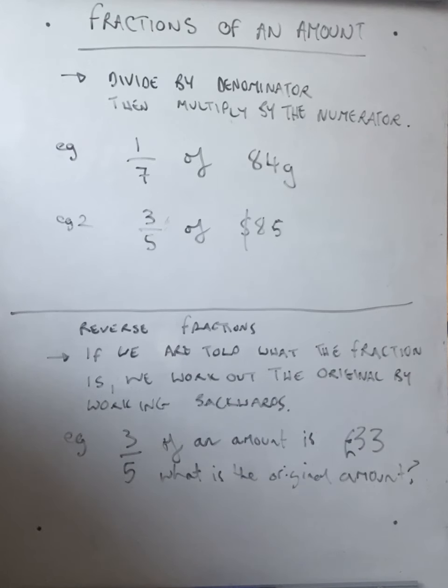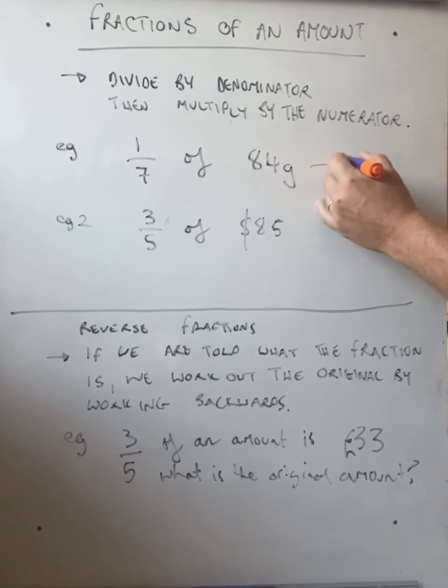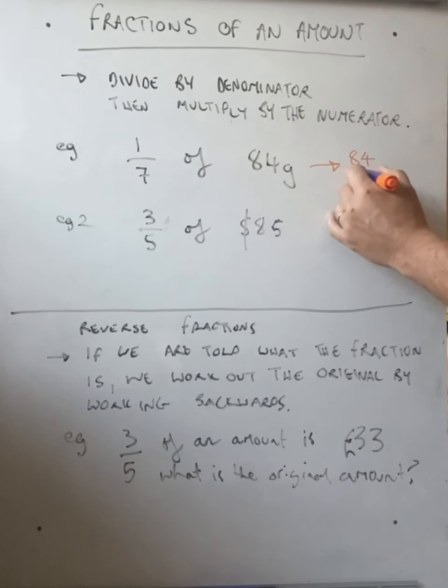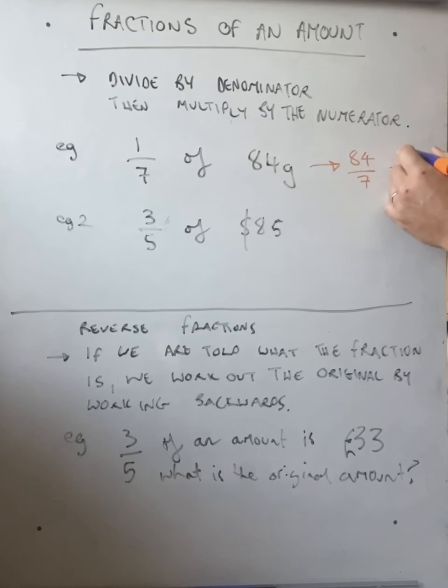First one says a seventh of 84 grams. So to find a seventh, we're just going to do 84 divided by 7. And again, hopefully you can do that in your head. So 84 divided by 7 is 12. Okay. So 1/7 of 84 grams is 12 grams.